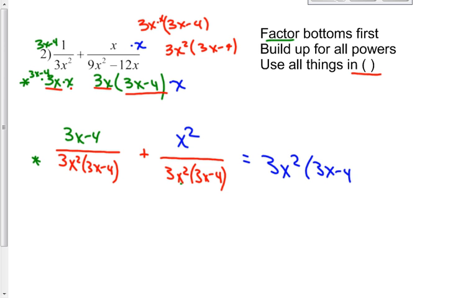I can go ahead and do the addition on this one. I have 3x minus 4 plus x squared. None of these are like terms, so they're all just going to sit next to each other. I'm going to write this in descending order: x squared plus 3x minus 4.